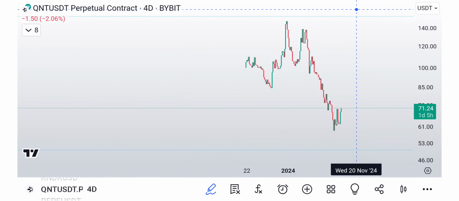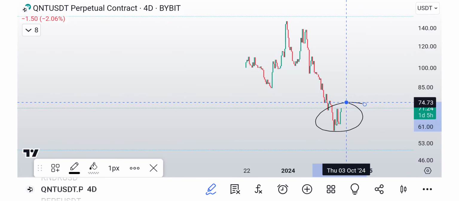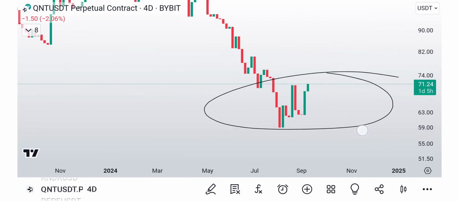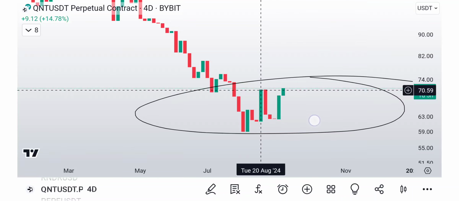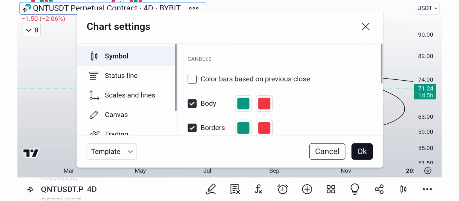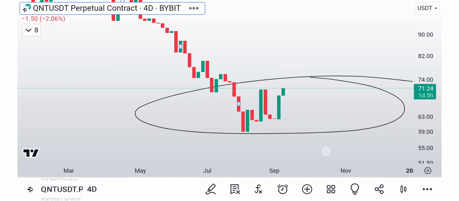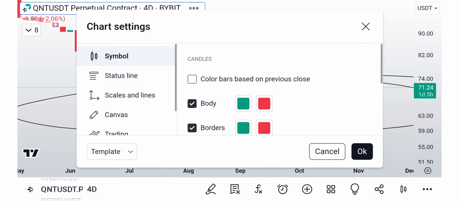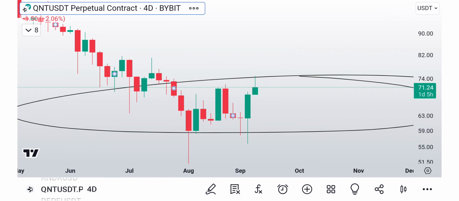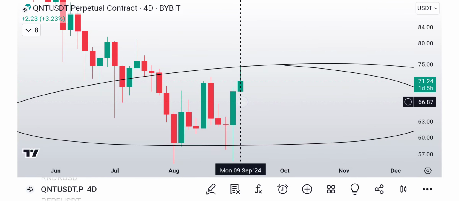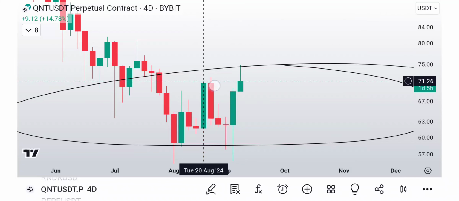QNT. Now QNT is actually a little bit surprising because it's actually been doing pretty well. And it's actually one of the few coins that actually broke back above its previous local high. You know what I mean? So it's already back at its previous high.